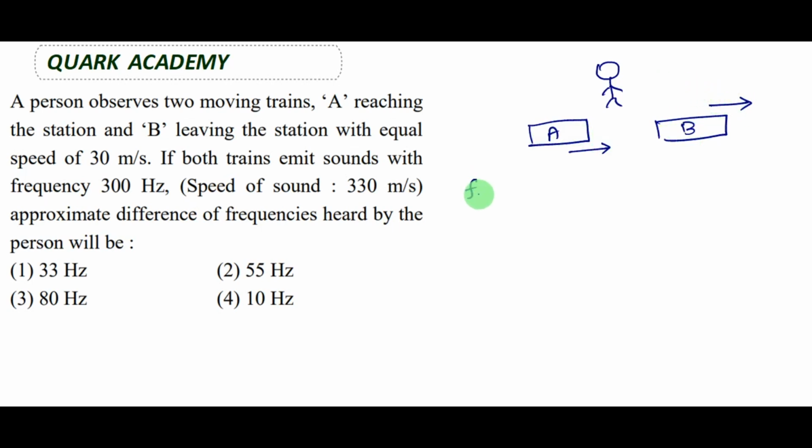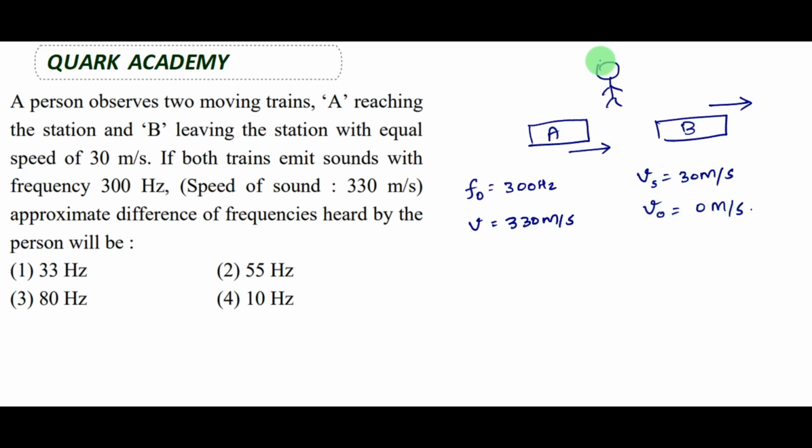Now these two trains are emitting the same frequency, which is 300 Hz, and the speed of sound is 330 meter per second. These trains are moving with a speed of 30 meter per second. Since these trains are emitting sound and moving, I have considered their speed as the velocity of source, or speed of source, Vs. And here the observer is not moving, so the velocity of observer is 0 meter per second.